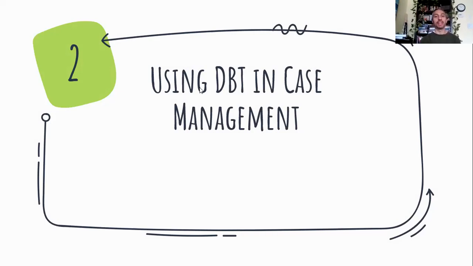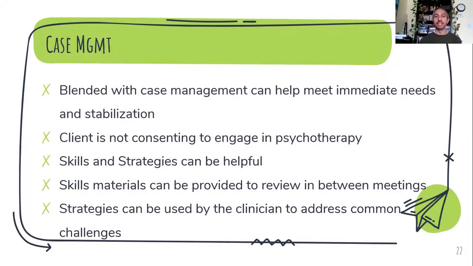So now, using DBT in case management. A lot of us work in case management settings, and DBT has been blended with community case management to help clients meet their immediate needs and to help them stabilize. So in these situations, clients are not often consenting to engage in psychotherapy. Sometimes the therapist or the case manager might not have psychotherapy skills, and psychotherapy might not be appropriate for the client. Let's say if it's in a housing setting and they're looking to find a place to live, then psychotherapy might not be what they're looking for. They're looking for a place to live.